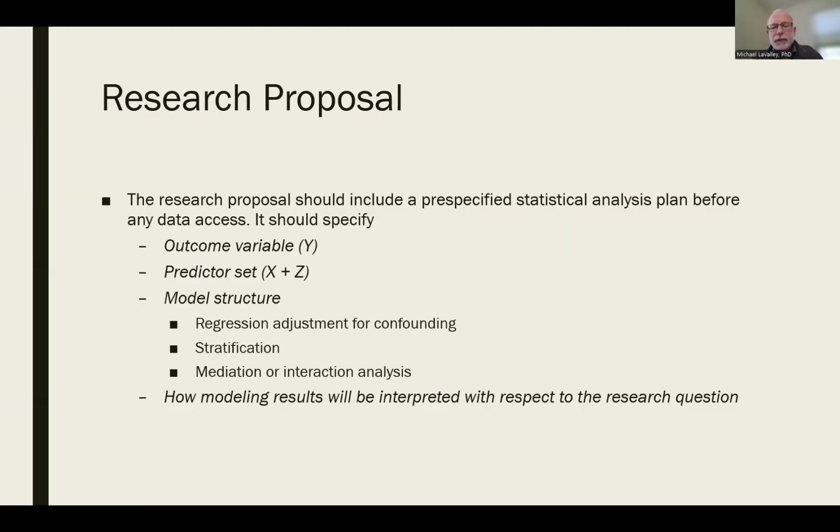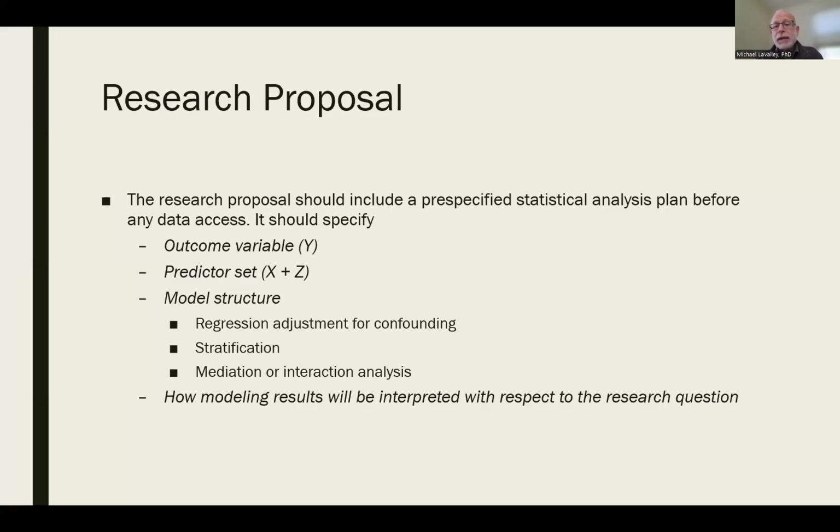But it should specify what outcome variable they want to look at, the predictor sets, which I'm thinking of as the exposure, and any confounders or covariates that they want to include. And just a basic idea about what the model would be. Is it a regression model? Are they stratifying on any factors? Are they thinking about a mediation analysis or an interaction? That's the kind of more high level things that we would like to see in the research proposal.